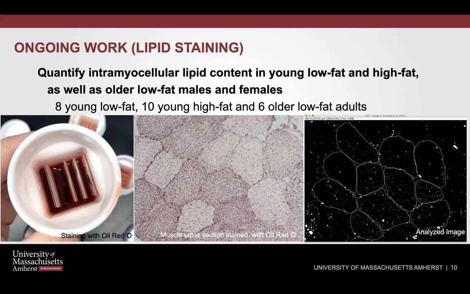I'm currently working on quantifying intramyocellular lipid content, or fat within the muscle fibers, of younger low fat and high fat and older low fat males and females. This sample consists of 8 young low fat, 10 young high fat, and 6 older low fat individuals. This image depicts the staining process here. This middle image is a muscle cross-section stained with oil red O to highlight the intramyocellular lipid content. And this is an image that has been analyzed.